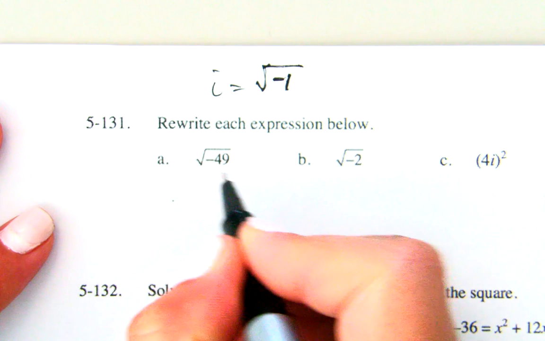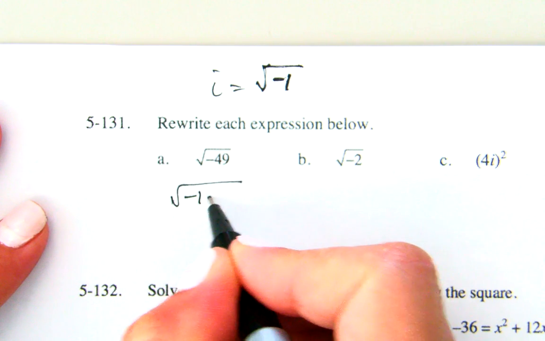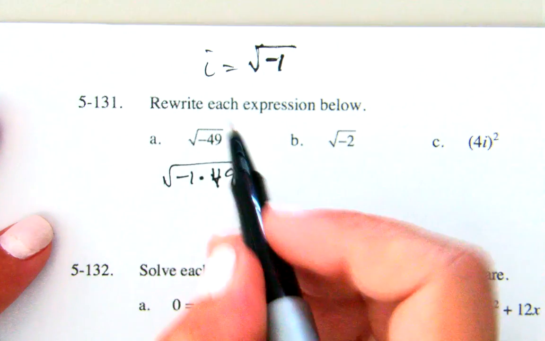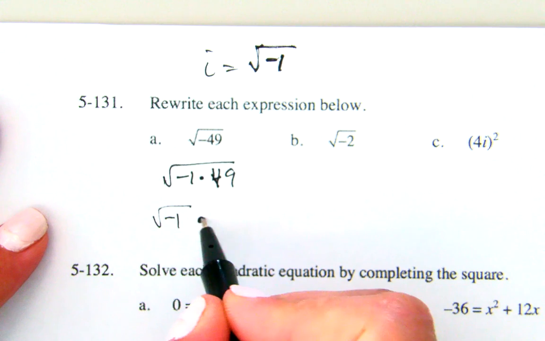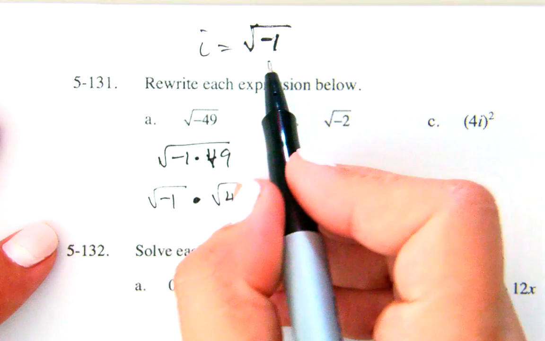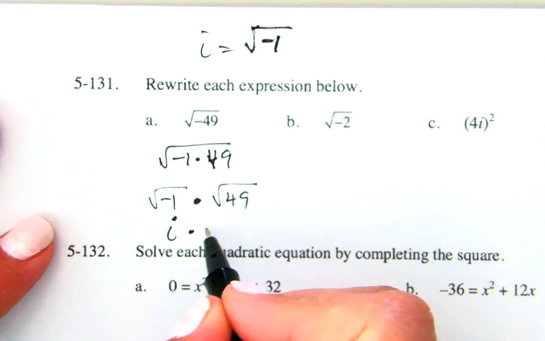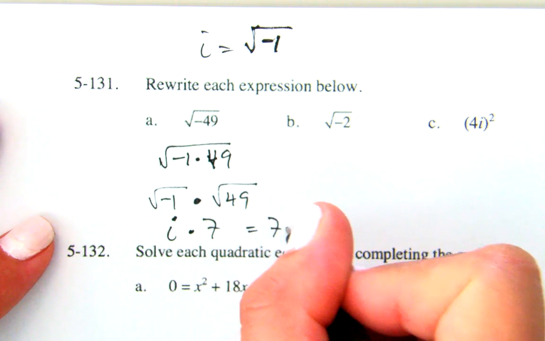But right now, the square root of -49 is the same as the square root of -1 times 49. Okay, because that'll give me -49. Well, that's the square root of -1 times the square root of 49. Well, the square root of -1 is just i, so I'm going to replace it with i, and then the square root of 49 is just 7. So this is the same as 7 times i.